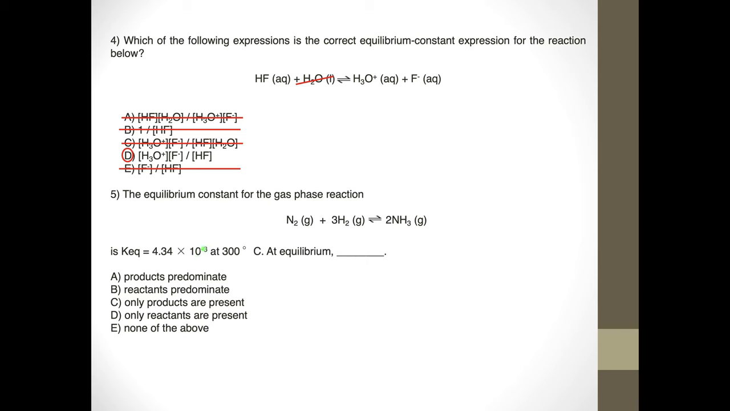Okay, so because it's small, that means that when you have the ratio of products divided by the reactants, the products are going to be small also, and the reactants are going to be higher. So in that way, the predominant one is going to be the reactants. So it's going to be letter B, okay? Because this number is small, that makes this small, and this makes these big. So the reactants are the species that are going to predominate in this equilibrium, letter B.